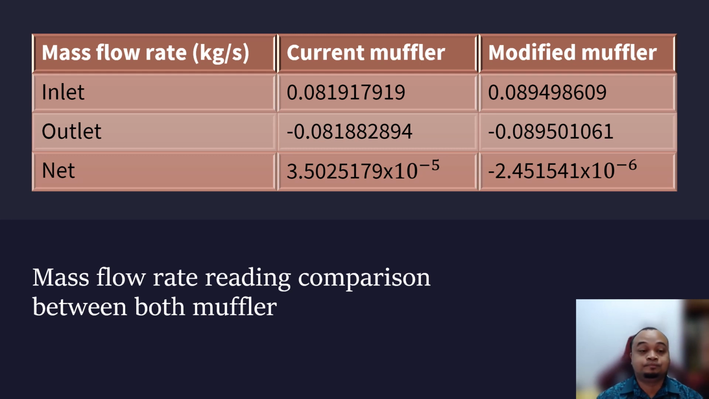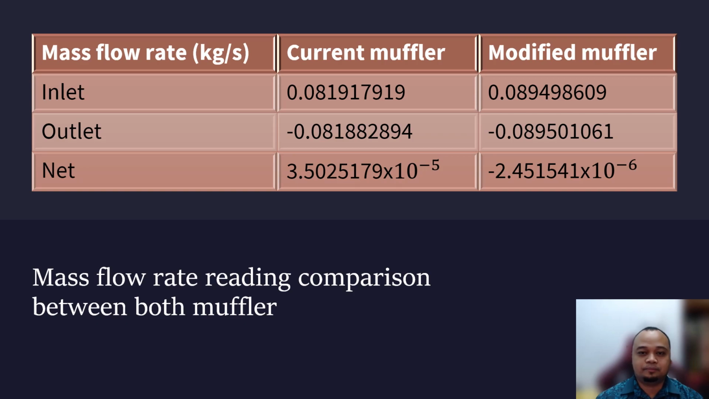Do mind that the net value comes from subtracting the inlet value from the outlet value, so the modified design is superior because the outlet flow is higher than the inlet flow, which is like a vacuum on the outlet of the modified design, compared to the current design that has an inlet flow that is still higher than the outlet one.